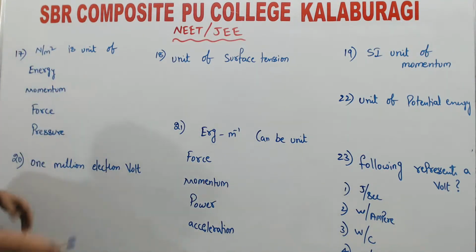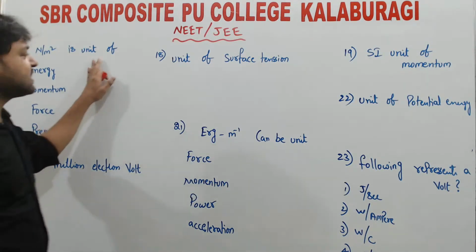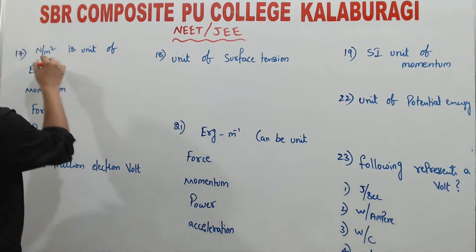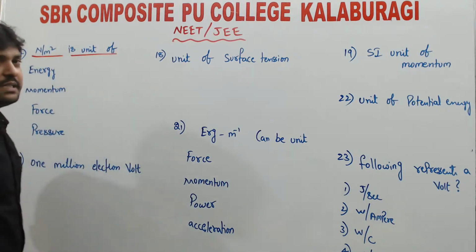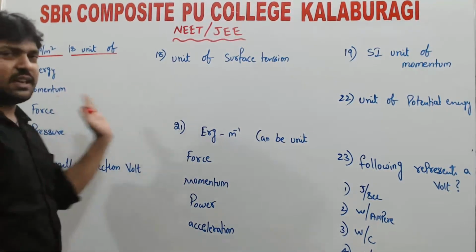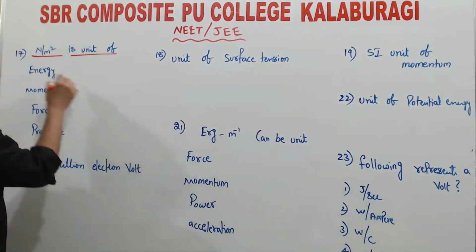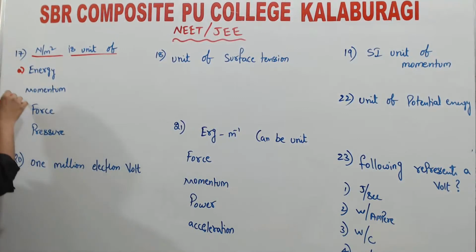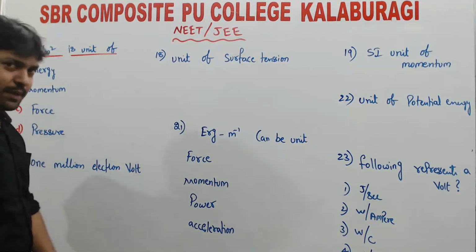17. Newton per meter square is the unit of. So we'll see all the units. So it will be easy for you for the remaining questions, right? So first option they give as energy, second option momentum, third force, and the fourth one is pressure, right?